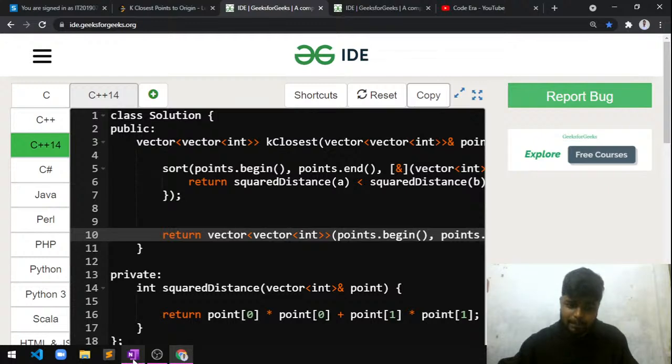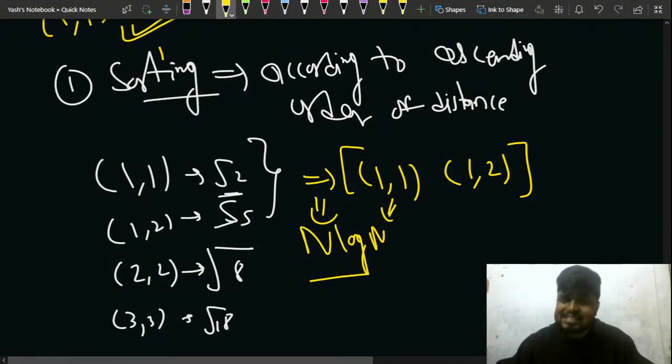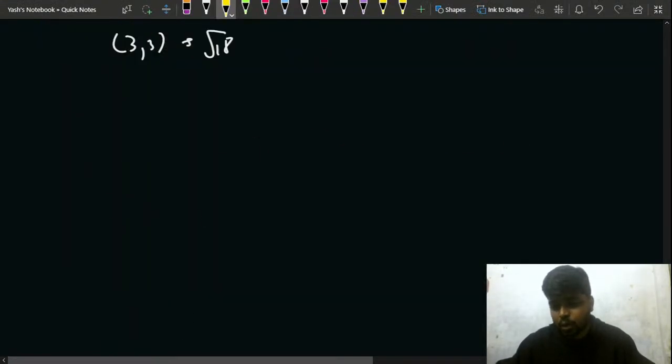Now this was the sorting part, but can we do something better than this? Yes, we can do something better than this. What better can we do? So let's say you are having some points. Let's take some more points for a better example.